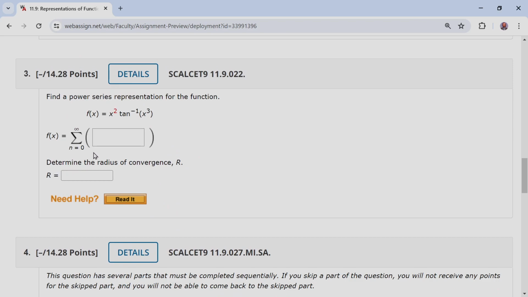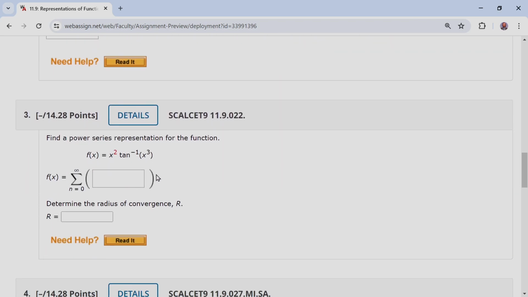Find a power series representation for this function. Now, to do this, I believe we're going to have to look up the power series for tan inverse. There is a power series representation for tan inverse. We might have to look that up in the textbook. Once we get the power series for tan inverse, we're going to replace x with x cubed, because that's going to be tan inverse of x cubed.